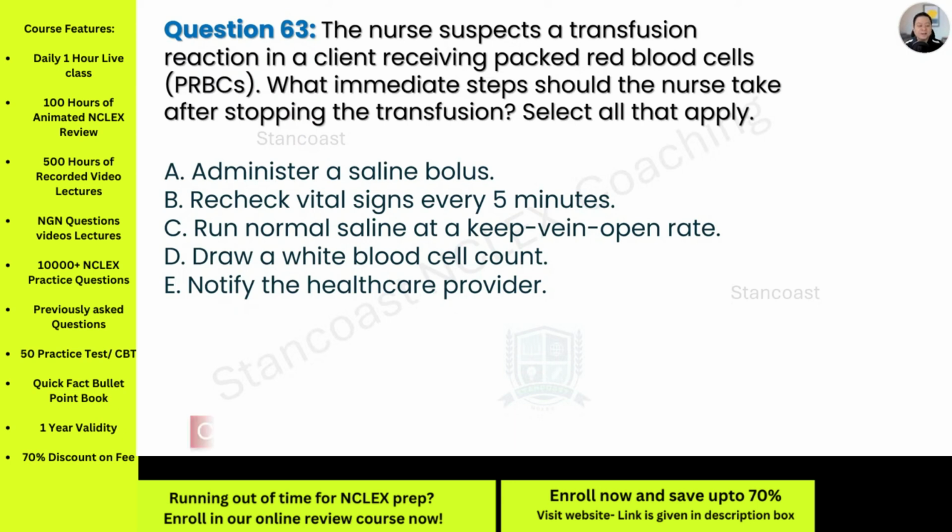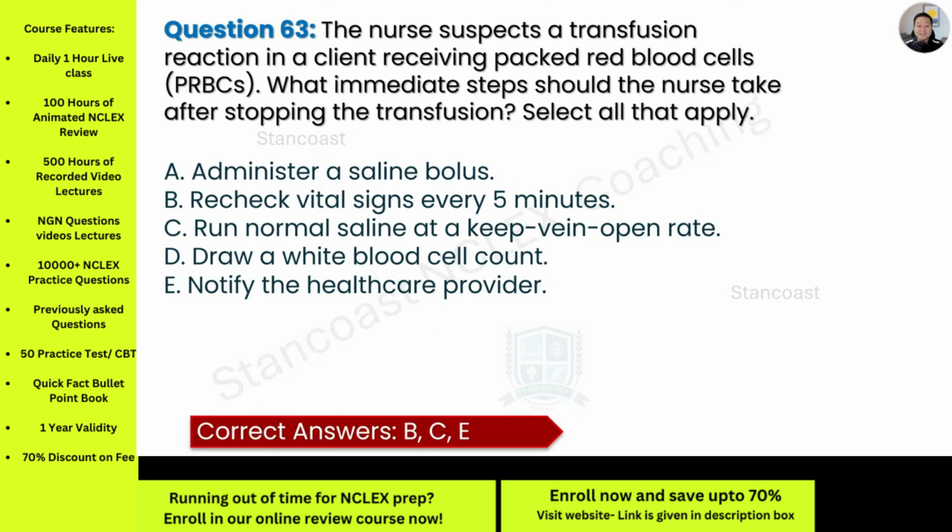The answers are letters B, C, and E. Letter B, reassessing the vital signs frequently, let's say every 5 minutes, can help monitor the client's condition during their reaction. And also letter C, keeping an IV line with a KVO rate can also maintain vascular access for any medications or fluids. And letter E, contacting the healthcare provider promptly will also ensure that appropriate medical intervention is initiated.